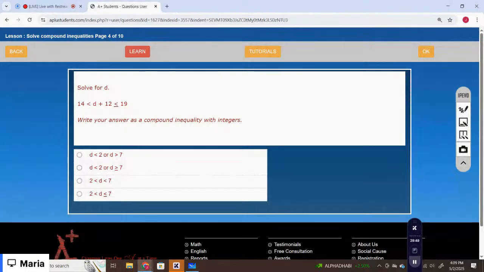Solve for d. 14 is less than d plus 12, less than or equal to 19. 2 is less than d, less than or equal to 7. Option number 4 is the correct option.